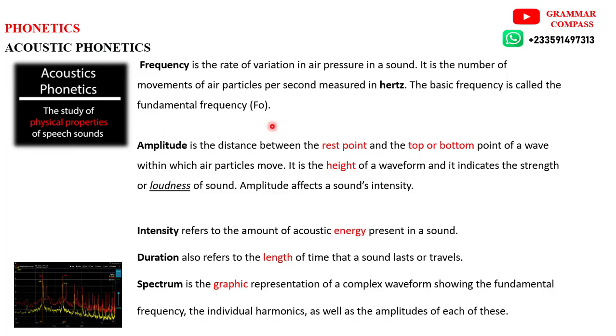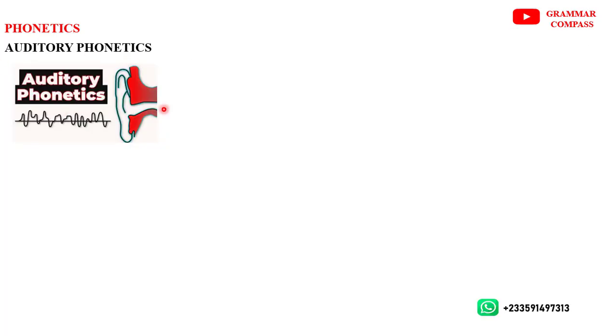So these are the physical properties of sounds once they are produced. And the study of these physical properties of sound is what is called acoustic phonetics. Now that we are done with articulatory phonetics and acoustic phonetics, it is left with auditory phonetics. This is where we shift our focus from how sound is produced or measured to how it is actually heard and understood by the listener. Let us match the technical features of sound to how we experience them.